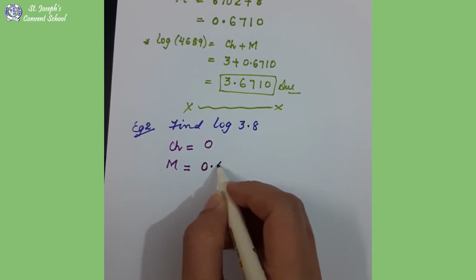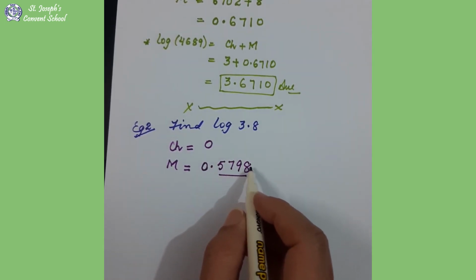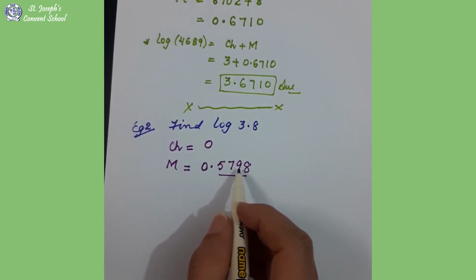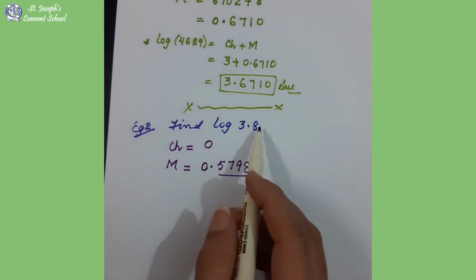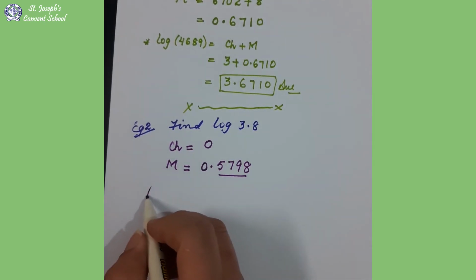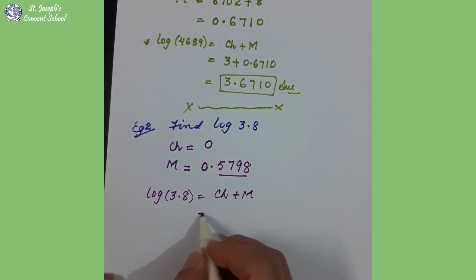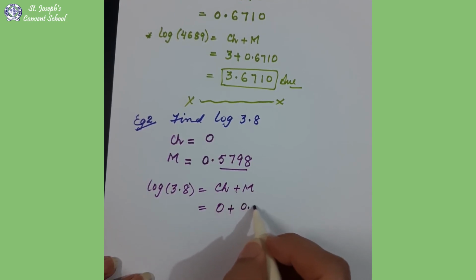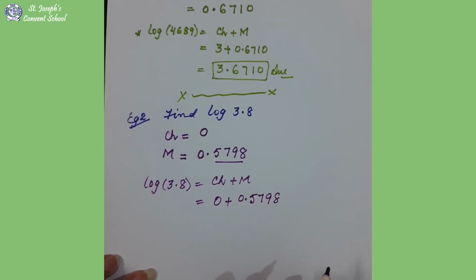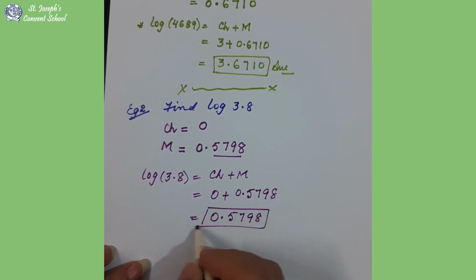The intersection in the log table will come as 5798. 38 column 0 is 5798, and the mantissa we always write with a decimal. There is no fourth digit, so no need to check it in the mean difference column, and no need to add anything. So simply this 5798 will come, and you put the decimal before this. So this is the mantissa. The last step: log of 3.8 is equal to characteristic plus mantissa. The characteristic is 0 plus 0.5798. When you add these two, the answer will be 0.5798. So this is the answer.